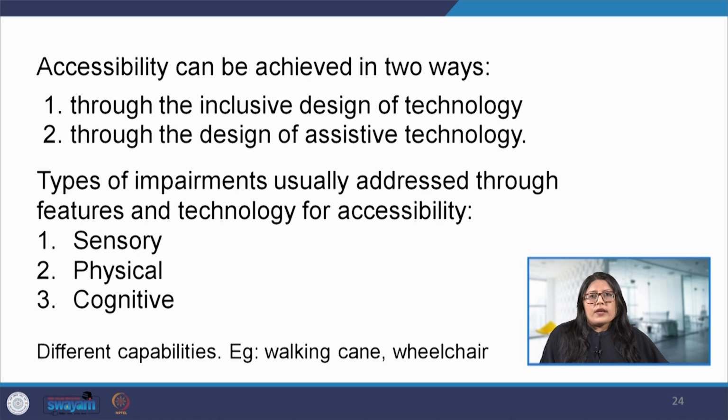So, there are two ways in which we can achieve accessibility. One is through inclusive design of technology, and the other is through assistive technology. So, the three broad types of impairments are sensory, physical, cognitive, like I mentioned earlier. So, depending on the level of the capability of the person, we will see whether an inclusive design strategy will take care of the issue, or whether we have to go for an assistive technology.